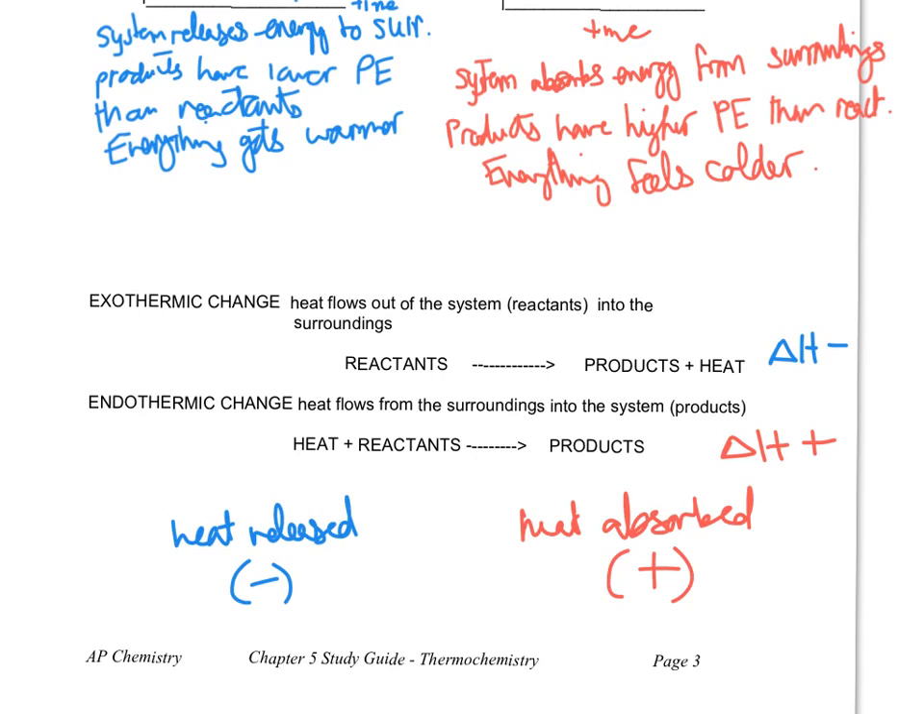So when we see negative next to delta H or negative next to joules or kilojoules, that tells us that it's being released, that it's an exothermic process. When we see a positive, that means it's going into my system, so it's an endothermic process.